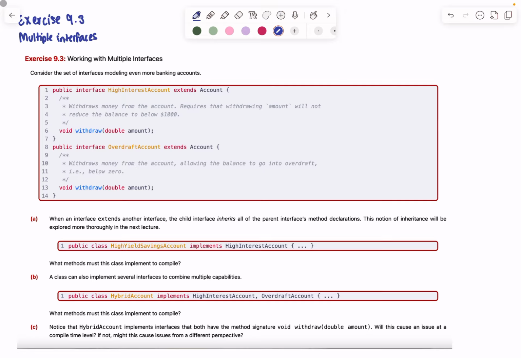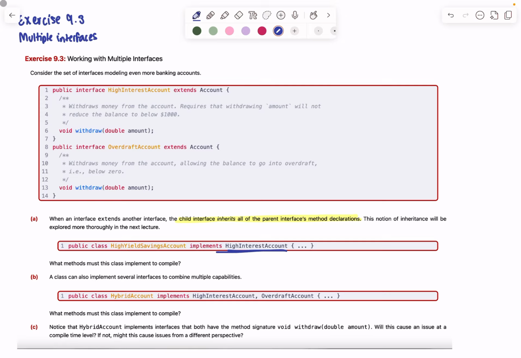It talks about how a child interface will inherit the parent interface's method declarations. We see that right here. And then it asks about what methods the high yield savings account will implement to compile. So let's look at the class declaration for the high yield savings account. We see here that it implements the high interest account interface. So we want to look specifically at that code.